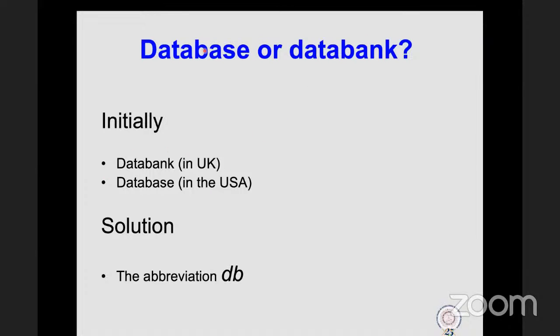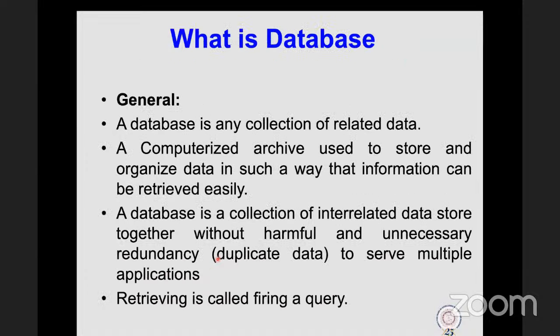Initially, this word, database, was not widely used, so there was a huge discrepancy. In the UK, everybody said data bank. In the US, they said no, it's a database. So the solution was that the consortium came to the conclusion that we will take the abbreviation as DB. So database is basically DB, a short form.